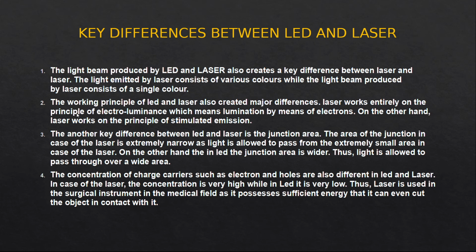LED works entirely on the principle of electroluminescence, which means illumination by means of electrons. On the other hand, laser works on the principle of stimulated emission. Third, another key difference between LED and laser is the junction area. The area of junction in the laser is extremely narrow, as light is allowed to pass through an extremely small area. On the other hand, in the LED, the junction area is wider, thus light is allowed to pass through over a wide area. Well, it's because lasers are able to focus on something and LEDs are not.